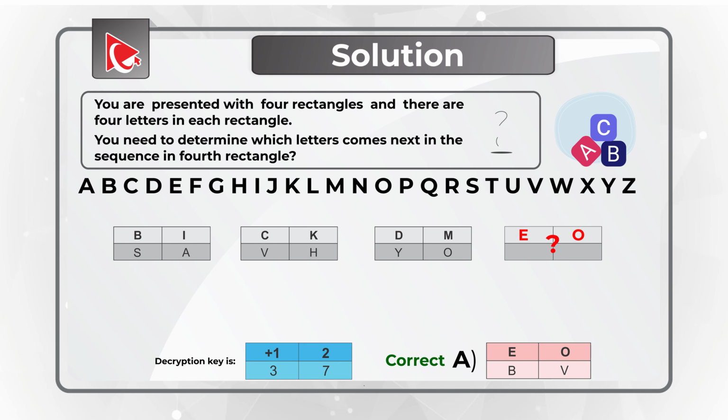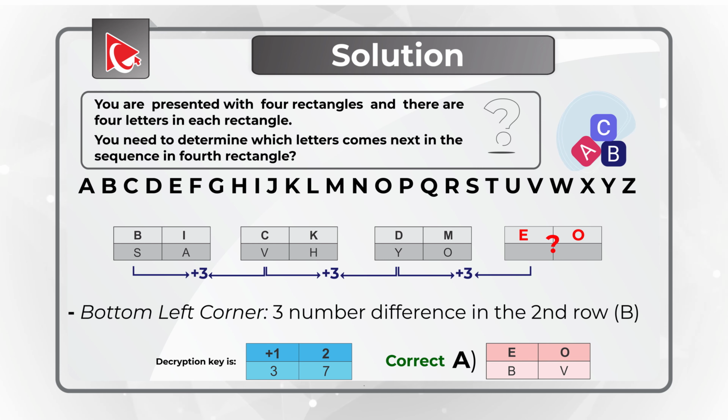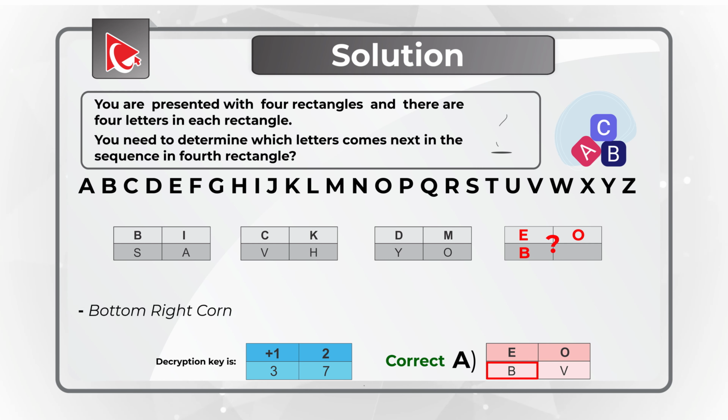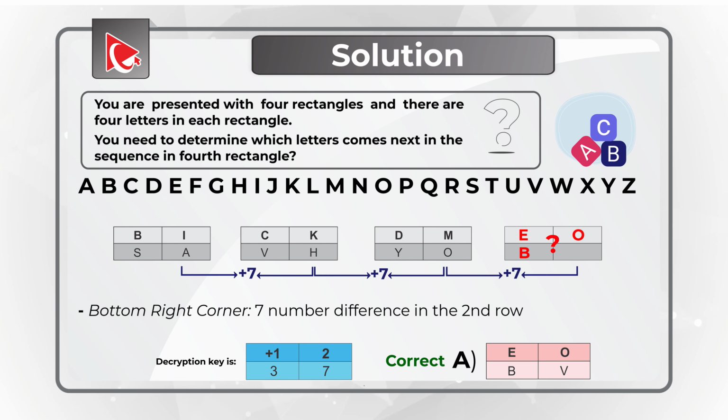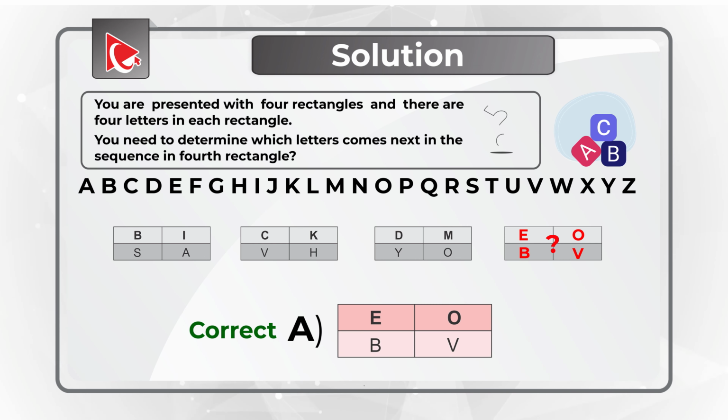If you're interested, in the bottom left corner we have a 3 number difference in the second row, and the correct choice here would be choice B. And in the bottom right corner, there is a 7 number increment, and the correct letter choice here would be choice V. So as I already mentioned, the correct choice here is choice A.